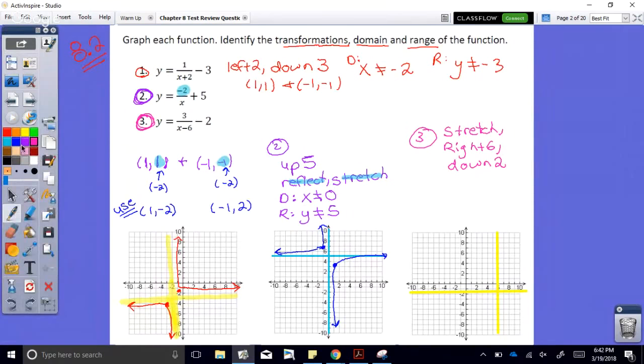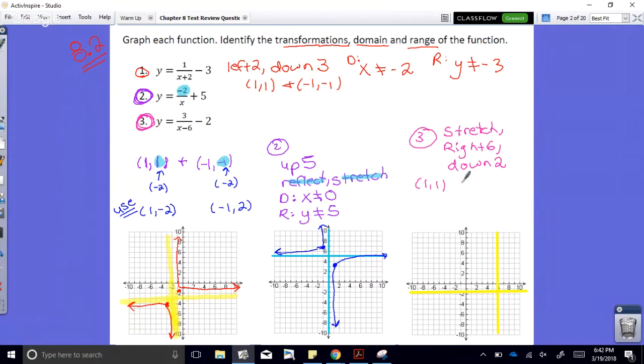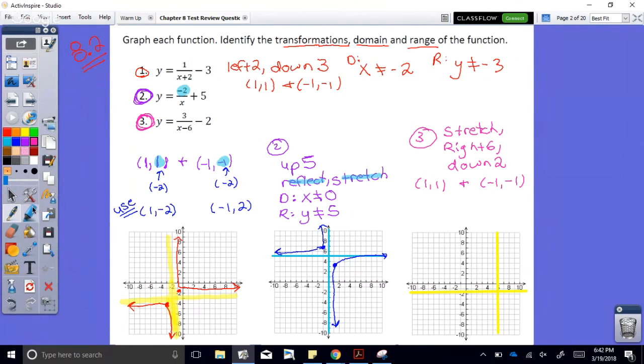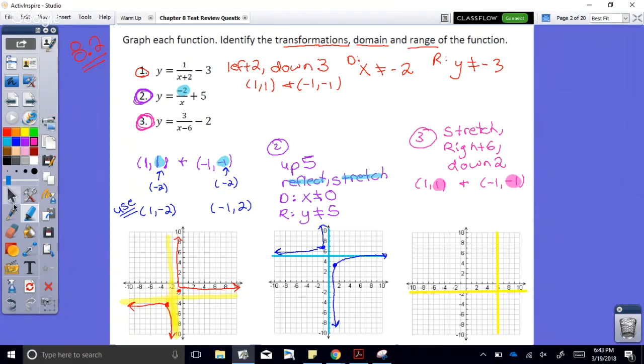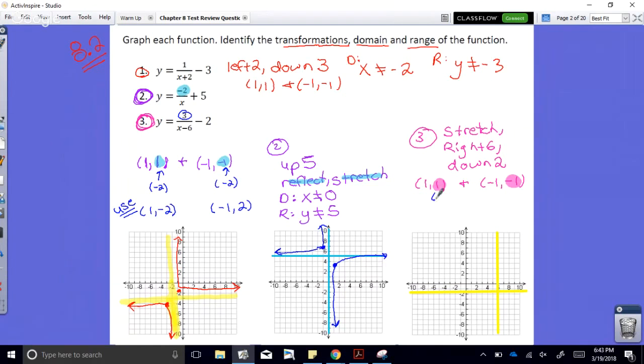This time we're also going to stretch. So similar to the last problem, we're going to scale the 1, 1 point. So I have 1, 1, and -1, -1. So this time, we're going to multiply the 1 and the -1 by 3. So we're going to multiply by 3. So the new points that I'm going to use are 1, 3, and -1, -3.